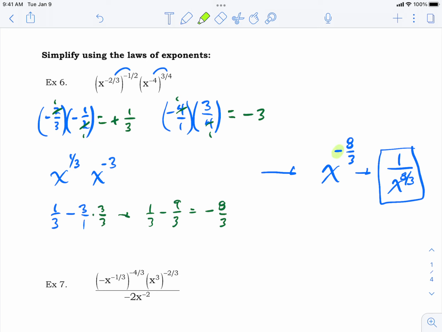I'd rather move over the fraction bar. What fraction bar? That fraction bar. I'd rather move over the fraction bar downstairs. Take the reciprocal, i.e. move it down. 1 over x to the 8/3. That's a much nicer looking thing than that, right?